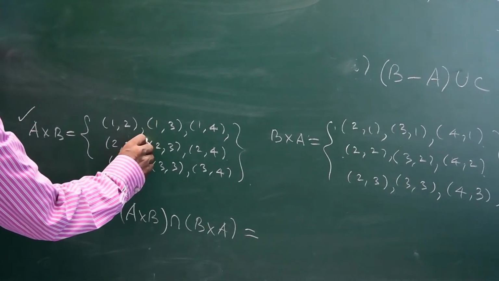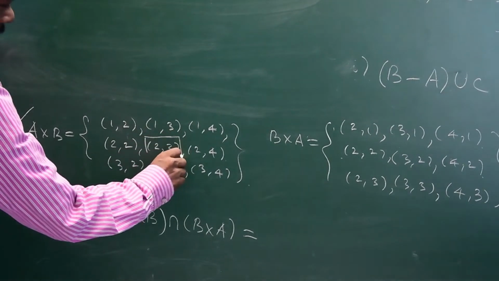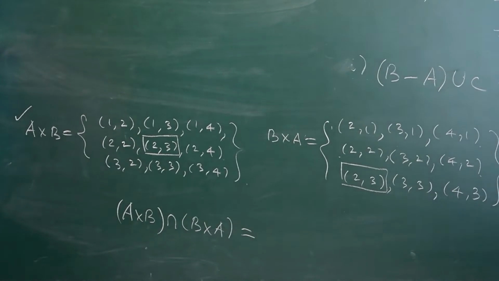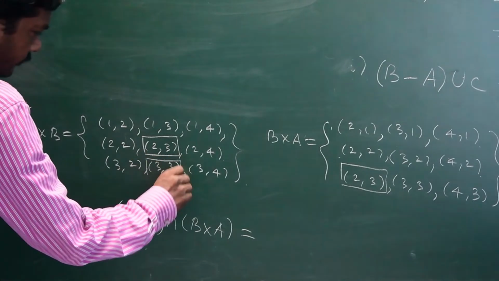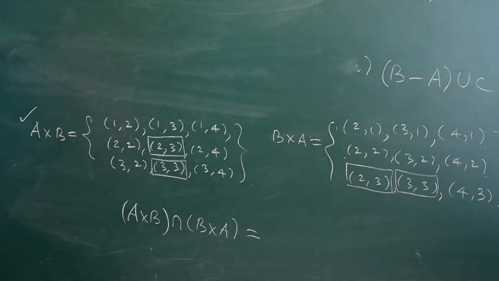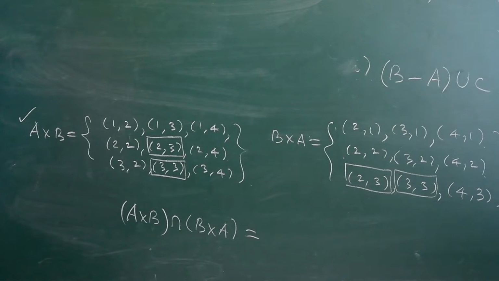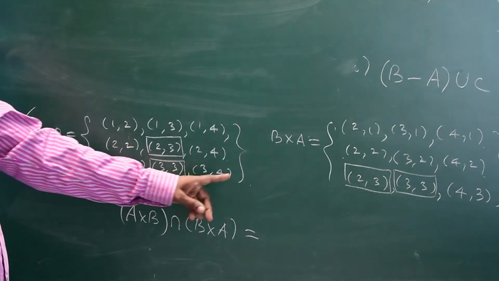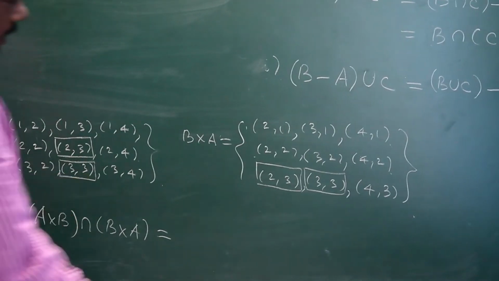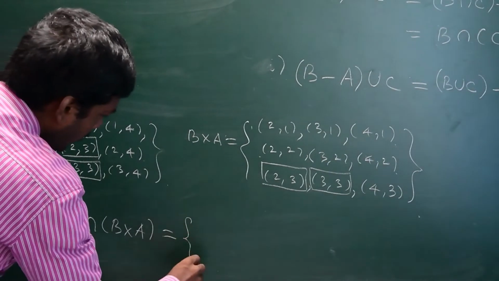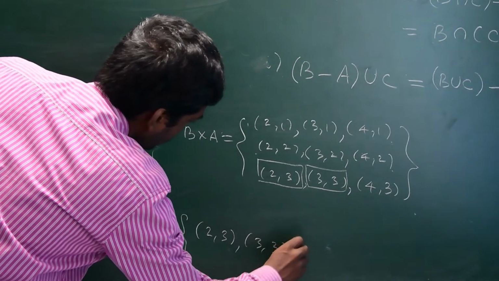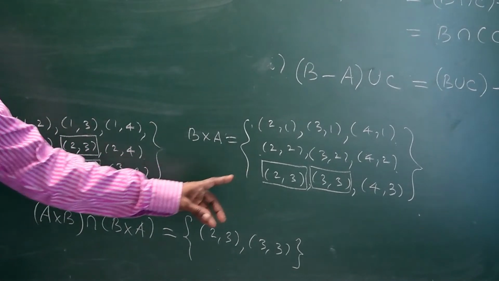When you look at here, what do we have in common is 2, 3 is common, and here also 2, 3 is in common. And then 3, 3 is common. Here also 3, 3 is there. Are there any other elements common? 2, 3, 3, 3. Here 2, 3, 3, 3. Okay. Let us first write down the common elements. 2, 3 and 3, 3. It seems these are the only two elements which are common to both.